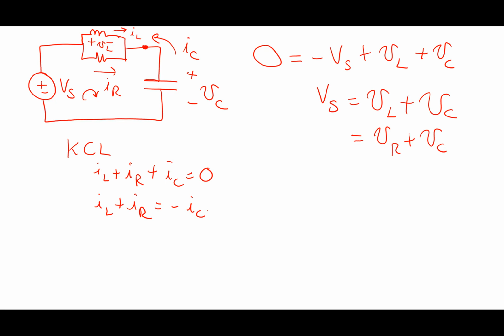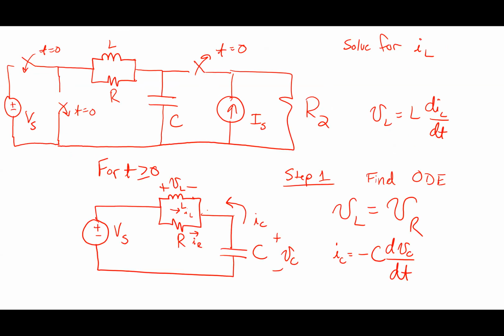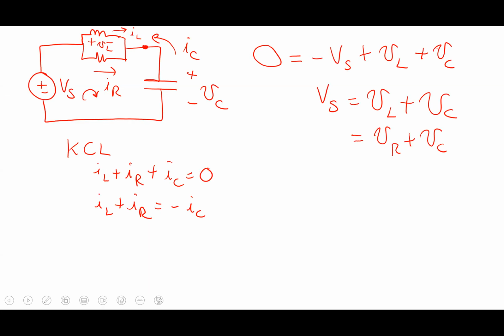All right, now what? I really think I don't want to do IL. I think it's going to work out to be super nasty if I do that. I want to solve for V sub C. So I want to solve for V sub C. All right, what do I do? How do I approach this?